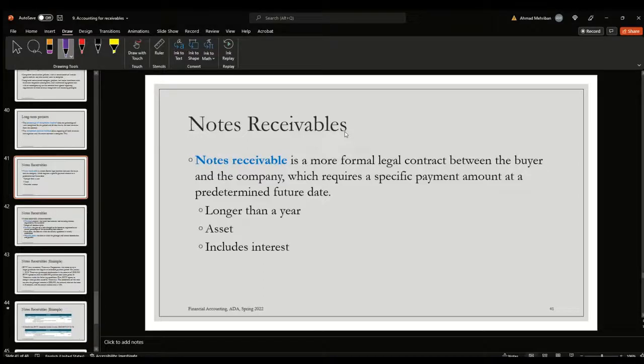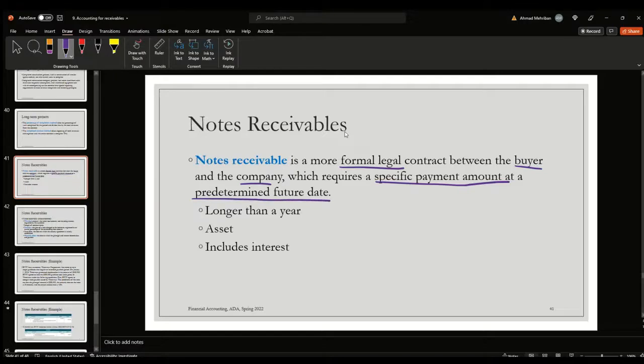Now let's tackle some information related to notes receivable. Notes receivable is a more formal legal contract between the buyer and the company which requires a specific payment amount at a predetermined future date. Let's break it down. It's not really different from accounts receivable, but it has a predetermined future date.